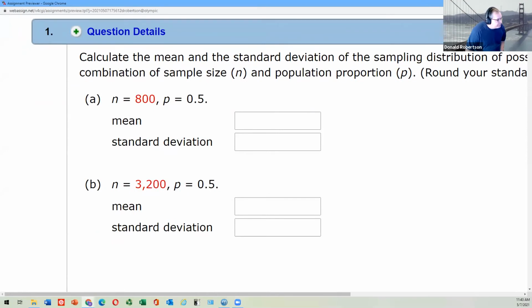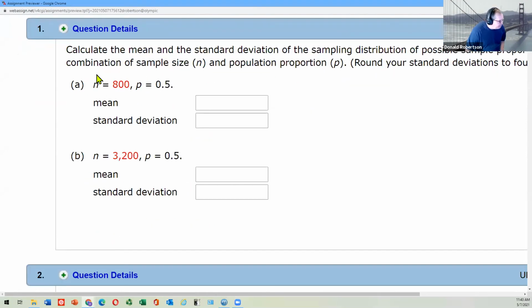Here is a population, here is the N, here is the P. When they're talking about the mean, they're really meaning the p-value, right? So you just type in 0.5. As a question goes, that's so simple, it's scary, right? Because you might overthink that.